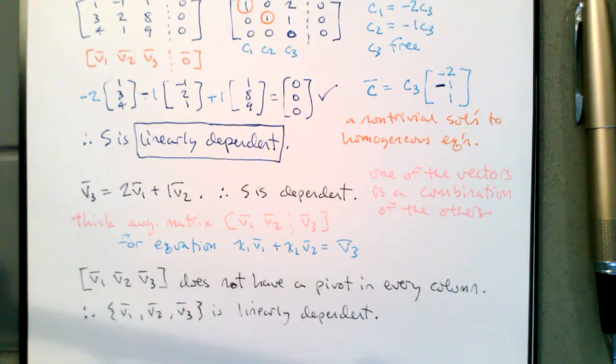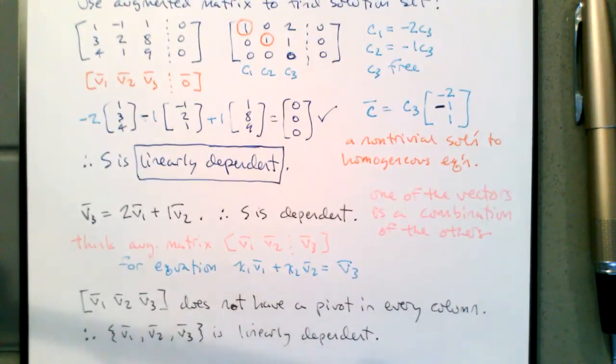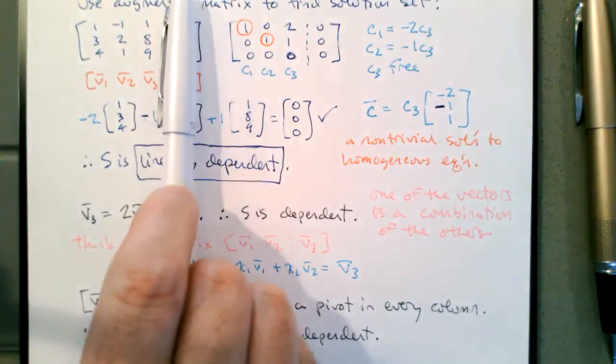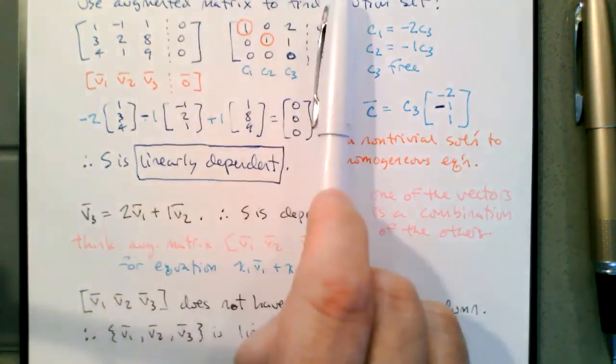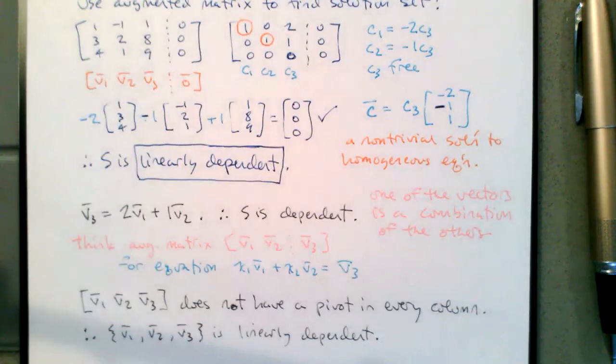All right. That's what we want to talk about with dependence and independence. Make a matrix of the vectors and look at the pivots. This is where we're going to start moving away from the augmented matrix all the time and just start looking at the matrix made up of vectors. Notice that this last column of zeros doesn't actually do anything to the other ones.